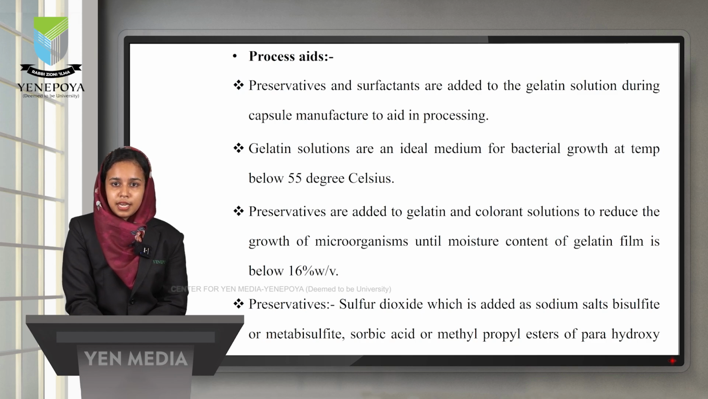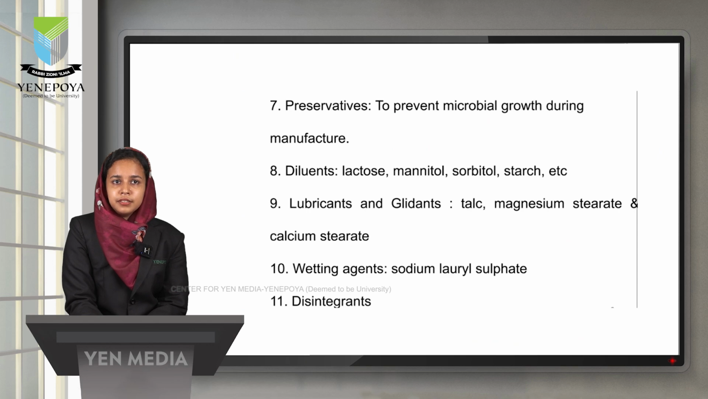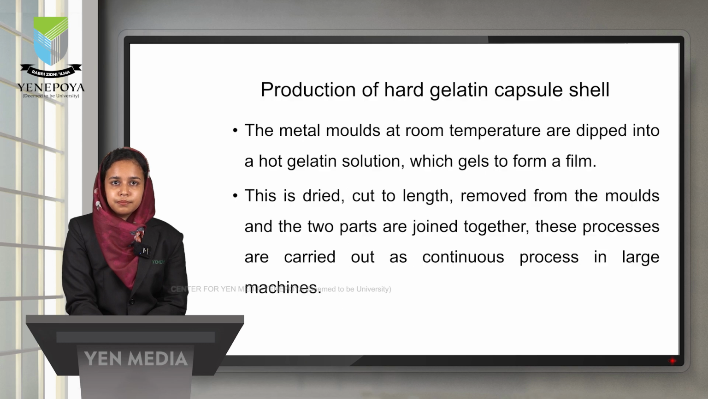Preservatives like sulfur dioxide, which is used as sodium salts of bisulfite or metabisulfite, and sorbic acid are other examples of preservatives, which are mainly added to prevent microbial growth during the manufacture. Diluents like lactose, mannitol, sorbitol, starch, etc. are also used. In the case of lubricants and glidants, talc, magnesium stearate and calcium stearate are also added to the capsule shell. Wetting agents like sodium lauryl sulfate and disintegrants also are included in the list.